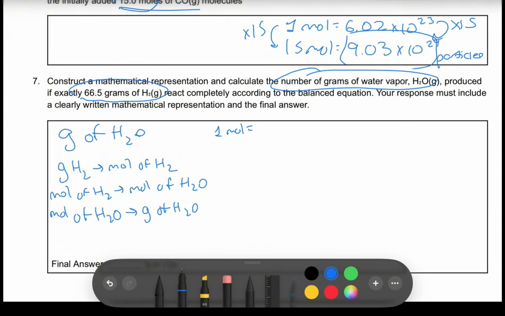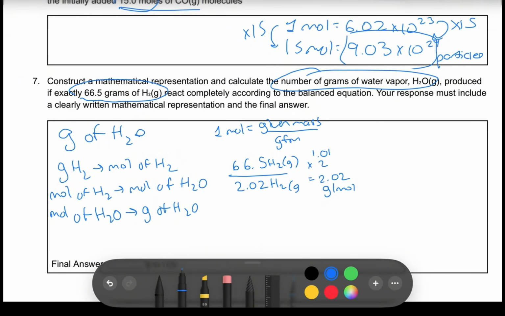So 1 mole is equal to the given mass over the gram formula mass. Our given mass is 66.5 grams of H2. And the gram formula mass of H2, we have to do hydrogen, which is 1.01 times 2, which is going to give us 2.02 grams per mole. So we do that, and we're going to get 32.92 moles of H2. So we completed our first step.